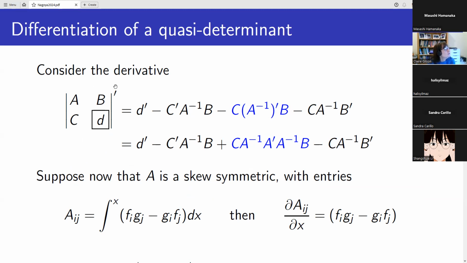And so let's look at the derivative. This is not really what I'm differentiating with respect to just for the moment. But if I differentiate a quasi-determinant, I get, first of all, the derivative of the d, and then, well, the quasi-determinant is d minus C a to the minus 1 b. So I get the derivative of C times a to the minus 1 b. Then I get a term in the middle, which I've done in a slightly different color, blue. That's minus C a to the minus 1 differentiated b minus C a to the minus 1 b differentiated. So there are kind of 3 terms in the derivative.